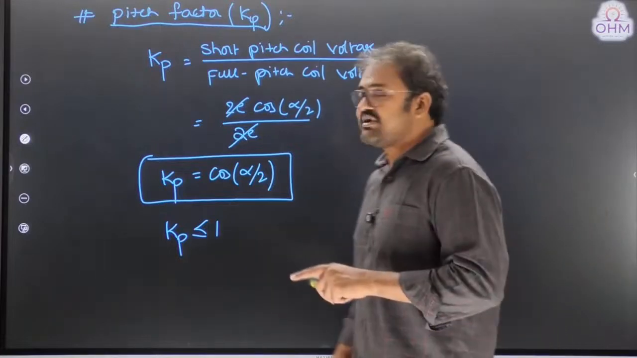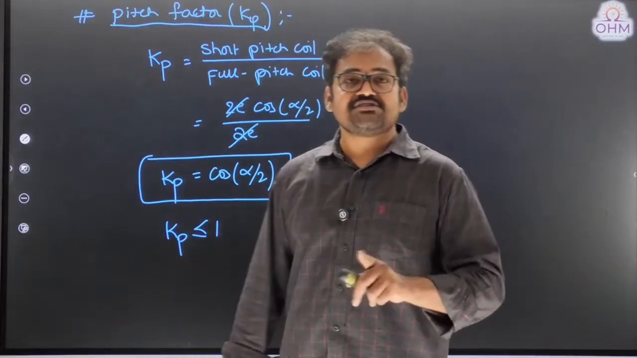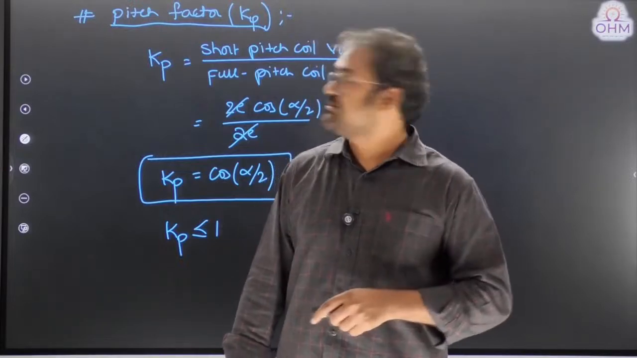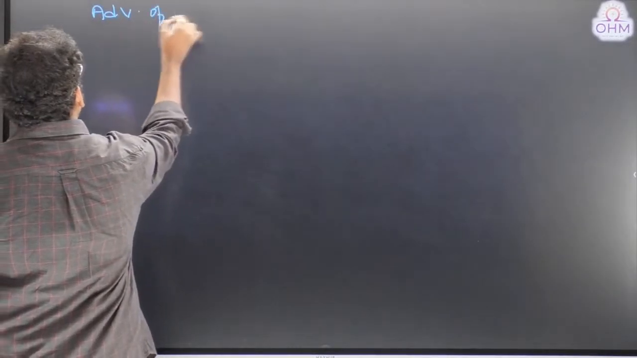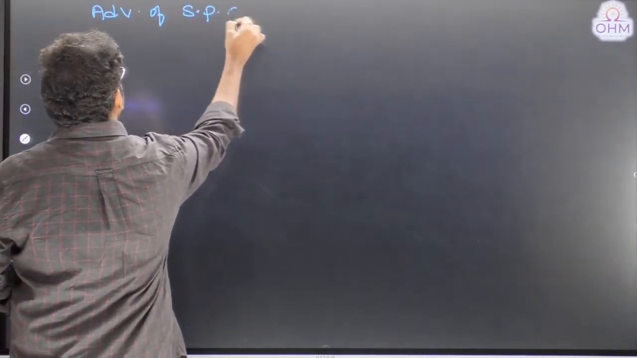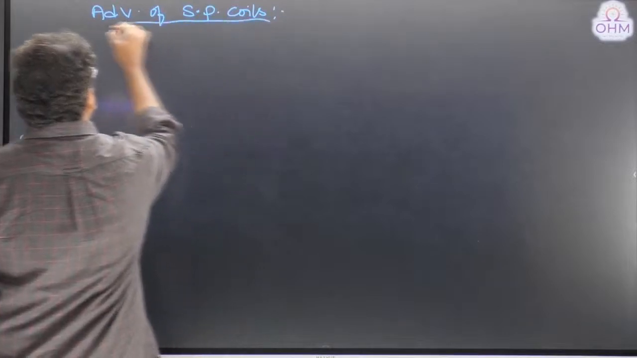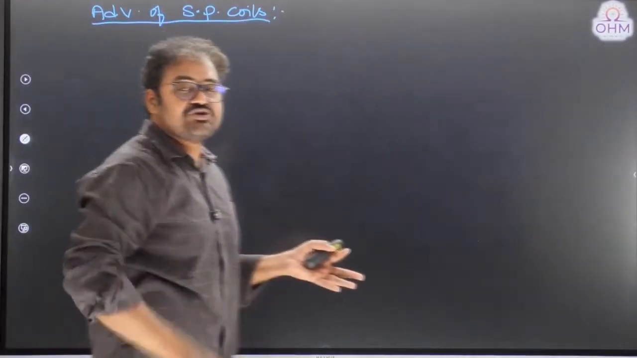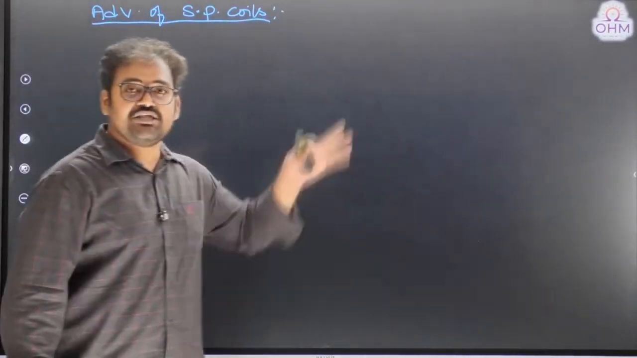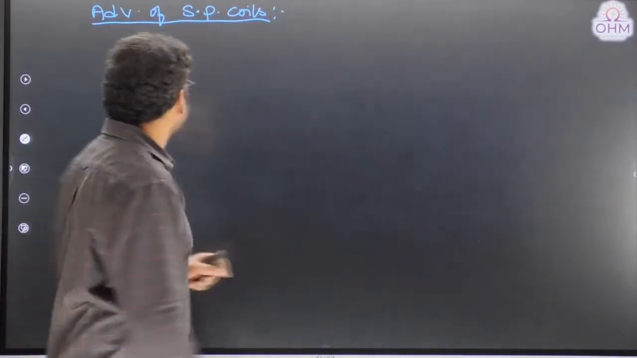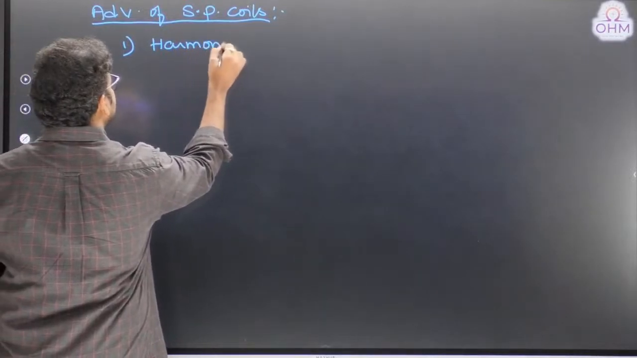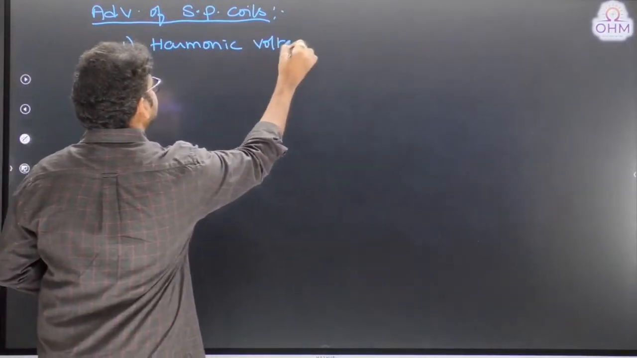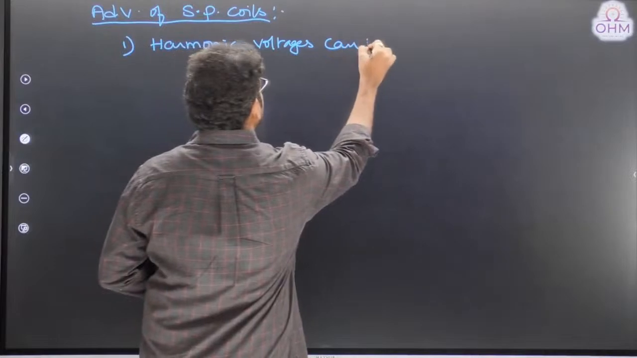Now we will try to understand what are the advantages and disadvantages of short pitch coil. Advantages of short pitch coils. We have to prove everything. In normal class we use it to prove every point, but here we are revising every point. What is the advantage? First advantage is harmonic voltages can be neutralized.